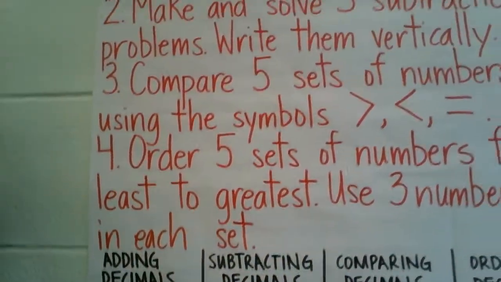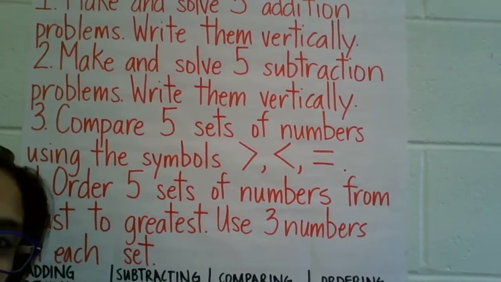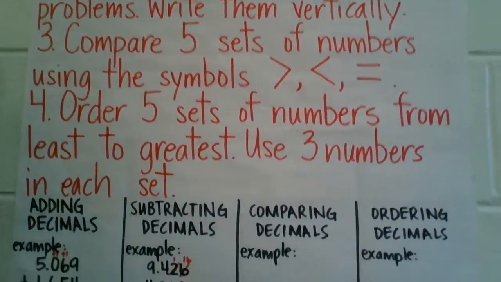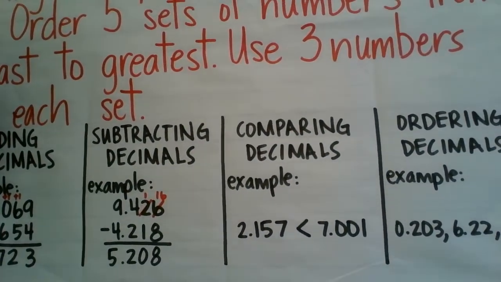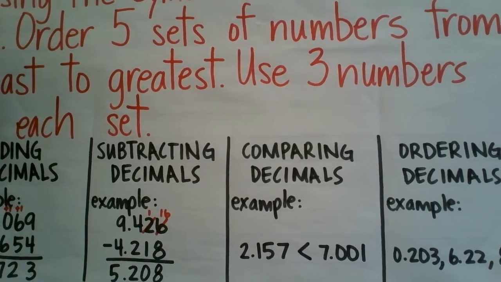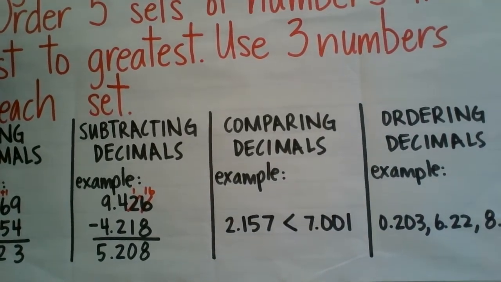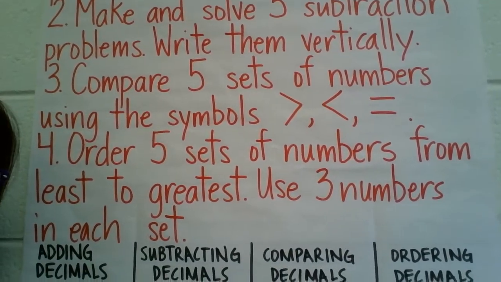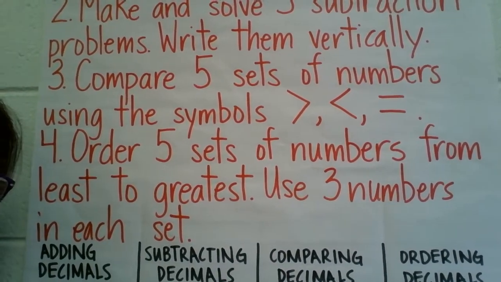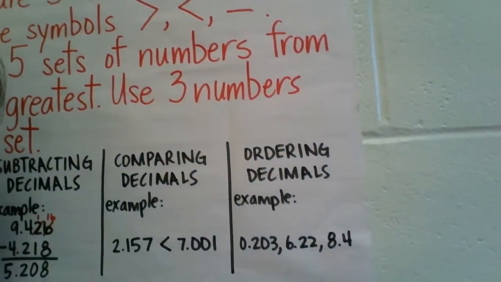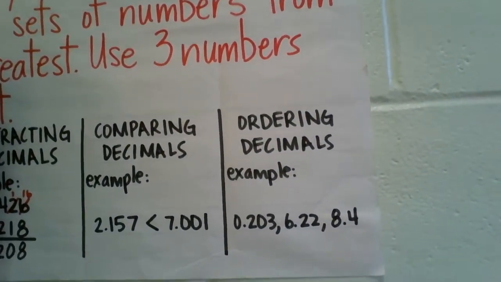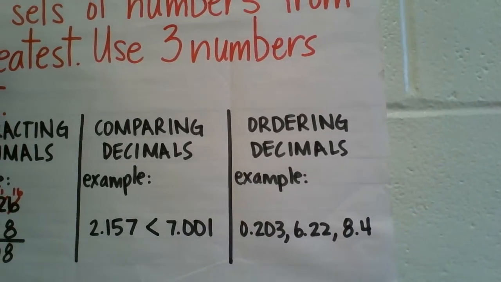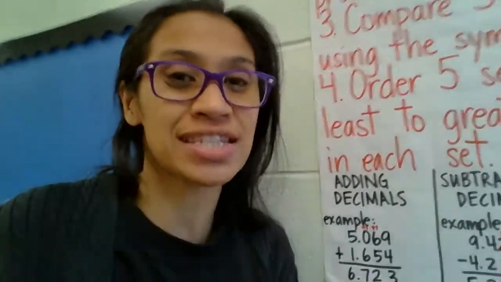The third one, compare 5 sets of numbers using the symbols greater than, less than, and equal to. There's an example right there. Write your title, comparing decimals. And the last thing, order 5 sets of numbers from least to greatest. Use 3 numbers in each set. Here's ordering decimals as your title, and you see I picked 3 different decimals, and I put them in order from least to greatest. So that is your assignment for today.